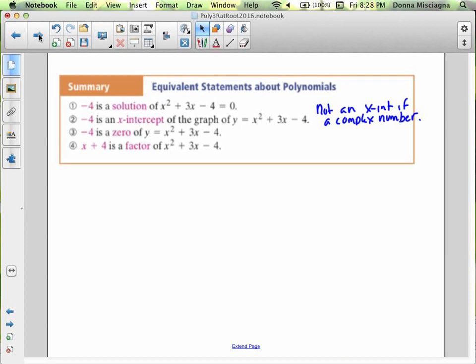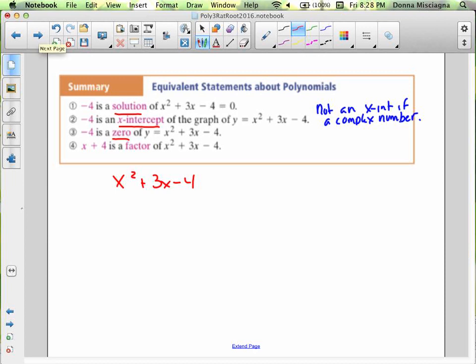So if it asks you to find the solutions, the x-intercepts, the zeros, right, you're going to be setting y equal to 0 and solving, right? So for instance, with this one here, x squared plus 3x minus 4, whether they ask me to find the solution, the x-intercept, or the 0, right? Or the factors, I'm going to factor it. So if they say factors, there's a very good chance it's factorable.